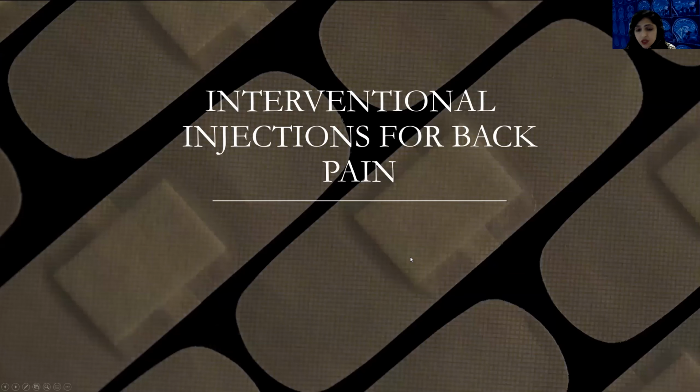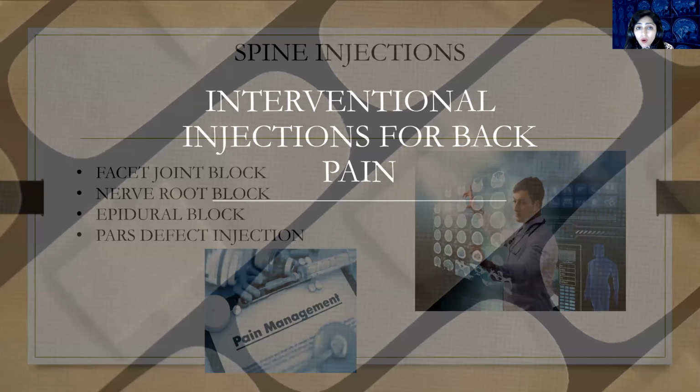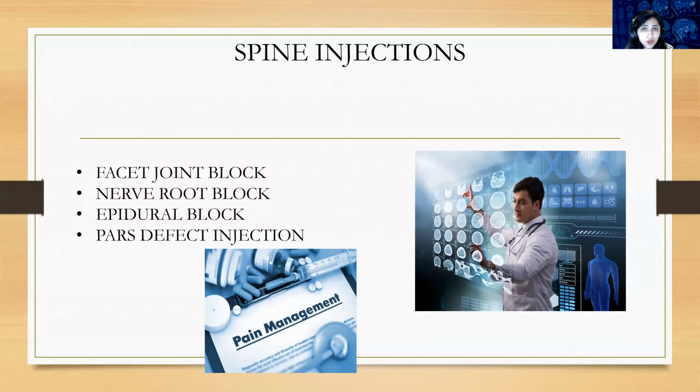Okay, so this was all about the ultrasound guided injections. Now moving on to the injections for back pain, that is the spine pain. All of our spinal injections we do in CT scan. We never use ultrasound for spinal injections. There are 4 different types of injections we perform in spine: facet joint blocks, nerve root blocks, epidural block, and pars defect injections.